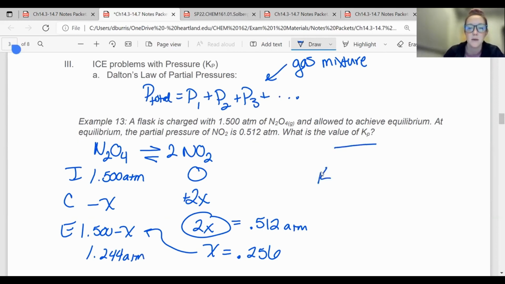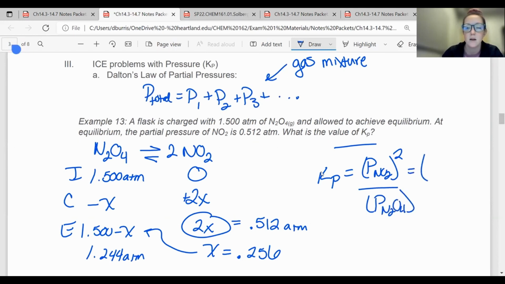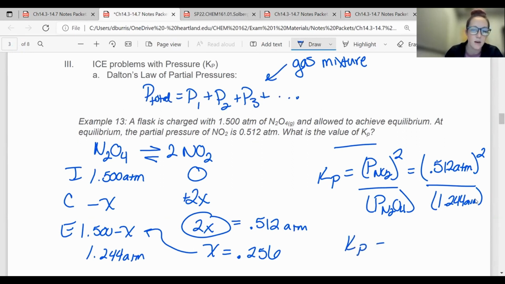Easy peasy. Kp is going to be the partial pressure of NO2, squared, over the partial pressure of N2O4. So I can just plug in my pressures now. NO2, I said, is 0.512 atmospheres. That one needs to be squared. And this one is 1.244 atmospheres. And you should get that Kp is 0.948.